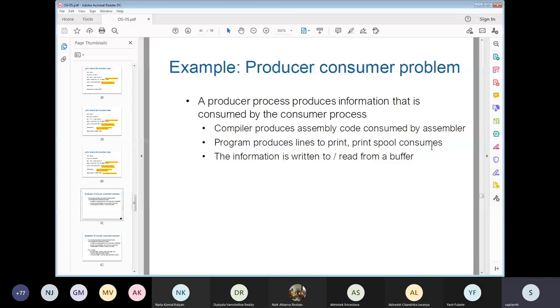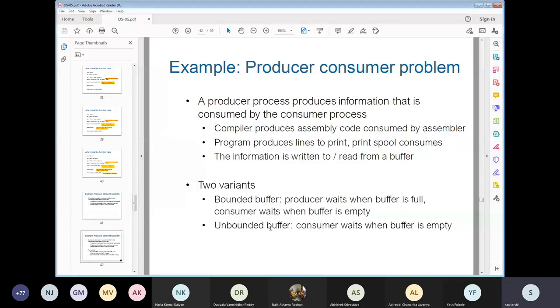And there are 2 variants of this producer-consumer problem. One is called bounded buffer, the other is called unbounded buffer. What is a buffer? A buffer is this hypothetical place or logical space where the producer produces items and from where the consumer consumes them. So the question is, is this buffer bounded or unbounded? Bounded means limited. If the buffer is limited or bounded, then at some point it can happen that the producer has produced a lot of items, and the consumer has not yet consumed them.